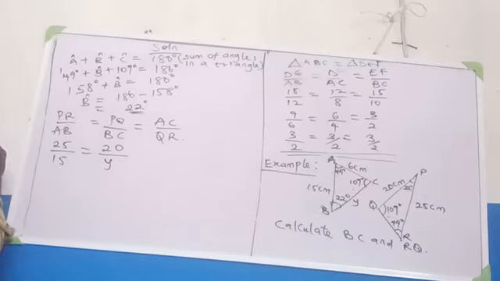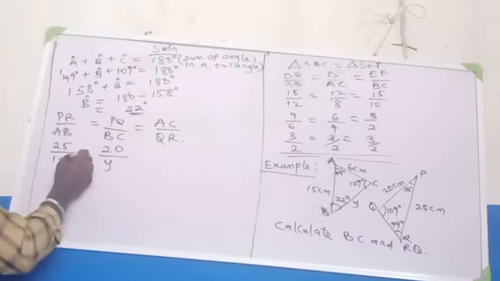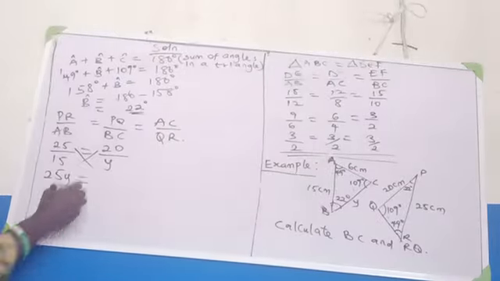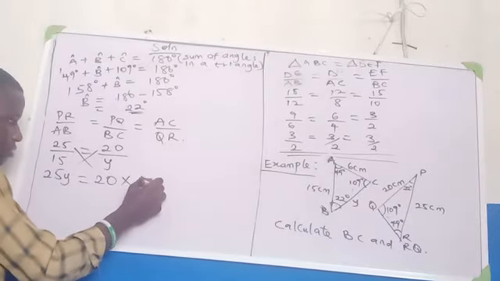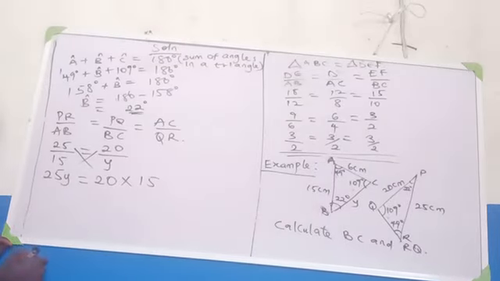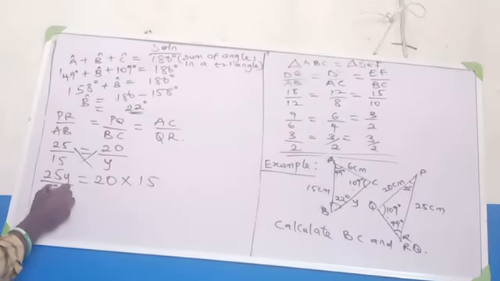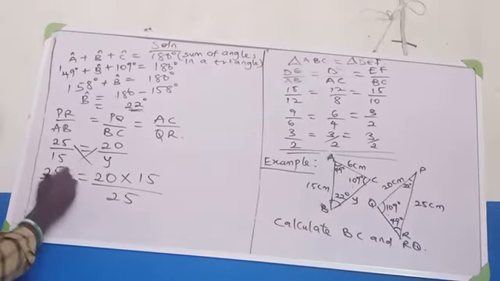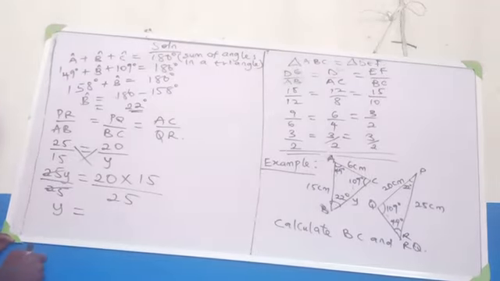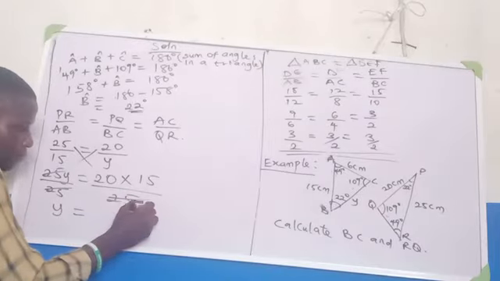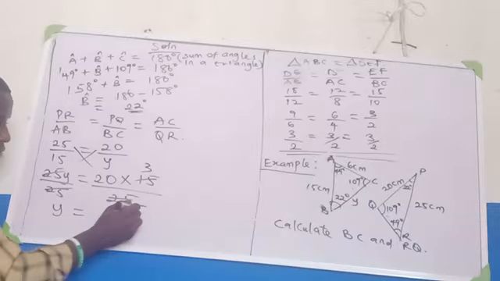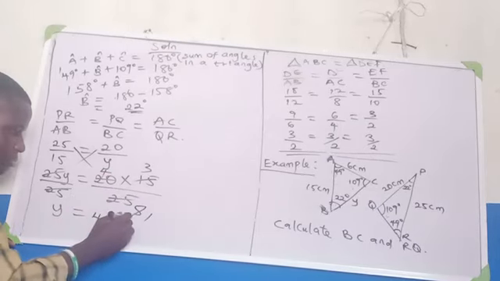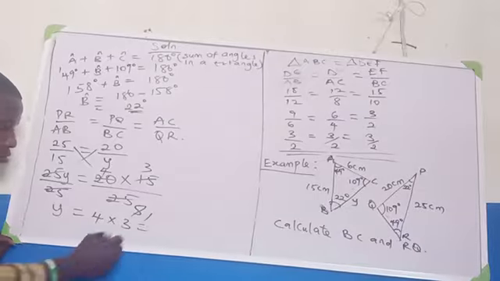Right? So what do I do now? If I cross multiply, I'll get 25Y is equal to 20 times 15. So to get Y, what do I do? Divide by 25, divide also by 25. Are we together now? This 25 cancels 25. My Y now should be what? 5 into 5 is 1, 5 into 15 is 3, 5 into 20 is 4. So I'm going to have 4 times 3, and 4 times 3 is 12.